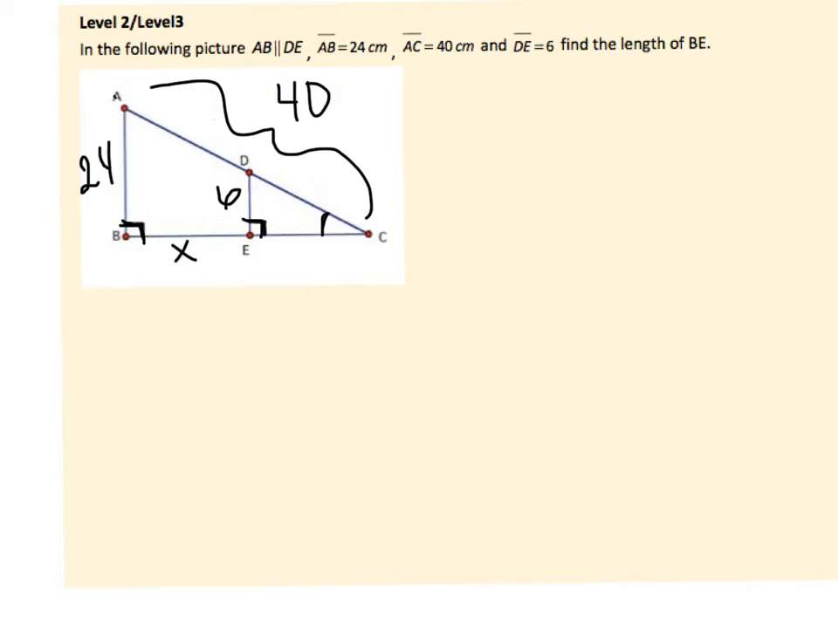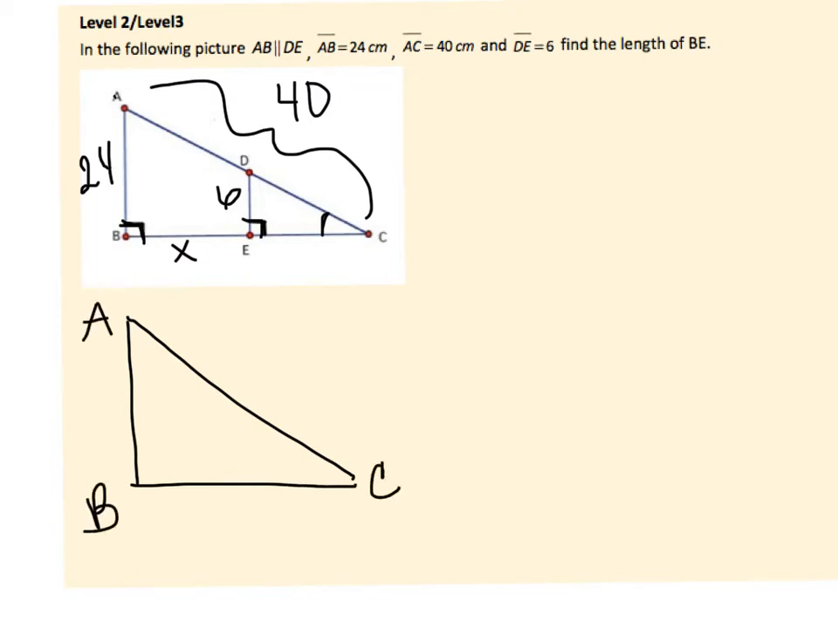Well, from here, I don't really know how to deal with a quadrilateral. So what I'm going to do is I'm going to redraw both triangles separately. So I'm going to redraw ABC and label the vertices. A, B, and C. So I know that AC was 40 and AB was 24. And I didn't know BC.